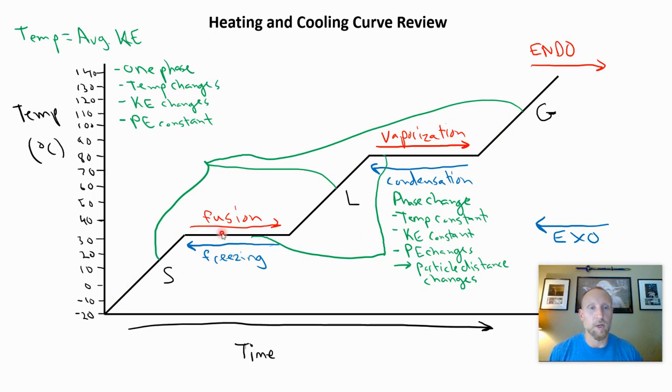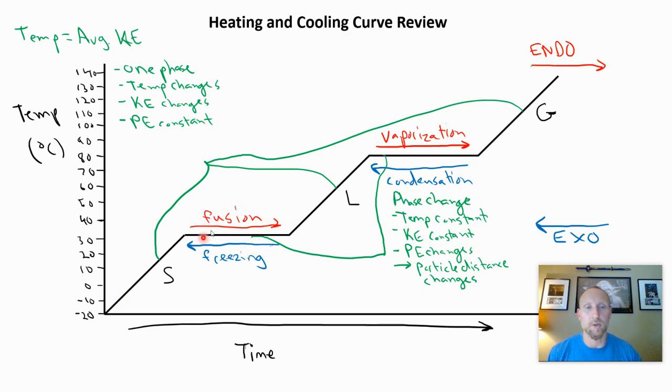So either your kinetic energy is changing, how do you know? Your temperature is changing. Or your potential energy is changing. It's one or the other. It's never both. Either your kinetic energy changes or your potential energy changes. When does your kinetic energy change? When your temperature changes. If it's going up, you're moving faster. Kinetic energy is increasing. If it's going down, you're moving slower. Kinetic energy is decreasing.